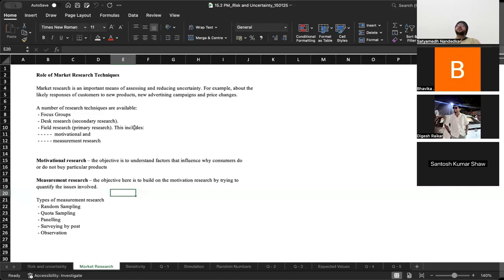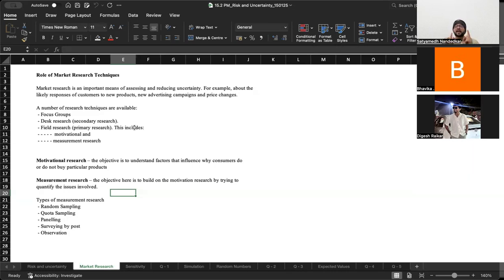If you look at, say for example, I did a proper research and I realized that for costing there is no faculty who is doing online business, for example. That means I now should work on creating videos for costing. So when I do market research, what does that tell me? Market research is an important means of assessing and reducing uncertainty.